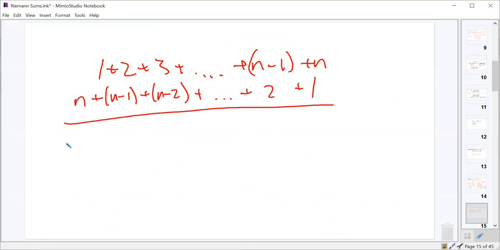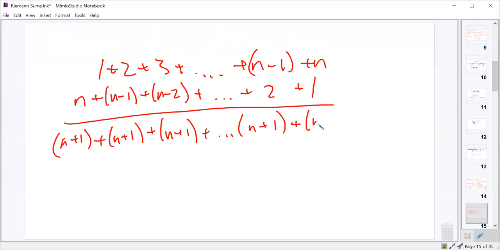Sum them together. These terms become n plus 1. These terms become n plus 1. These terms become n plus 1. Every set of 2 terms becomes n plus 1. And since there were n integers here, and I've summed them with n integers here, well, these are also n of these n plus 1s. And my n plus 1s is double what I actually wanted, so we divide it by 2.